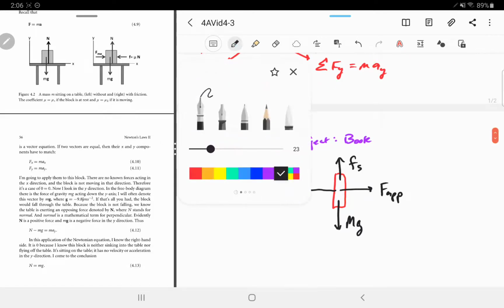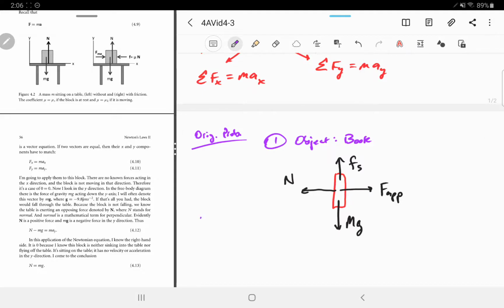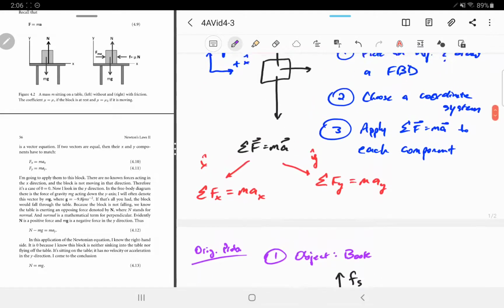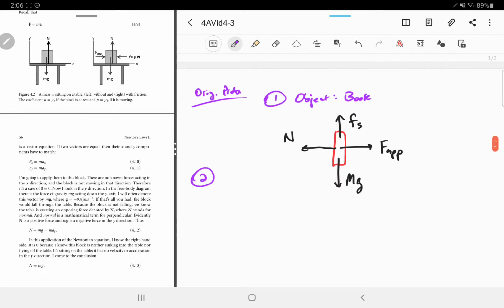Now the second piece is to choose a coordinate system. So the second part of our strategy, choose a coordinate system. And here it looks like all of our forces are horizontal or vertical, so why don't we just choose our standard plus x and plus y. So you might think that you're always going to do this, horizontal and vertical, but when we talk about ramps, we're actually going to choose a different direction. So stay tuned for a different coordinate system.